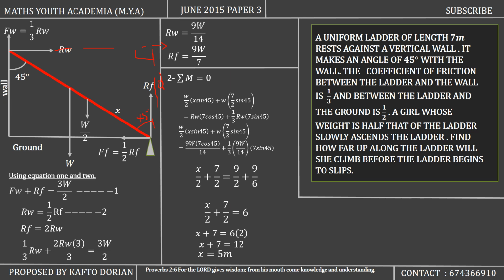So we'll be having cos 45 degrees equal to what? Adjacent, which is our D, on hypotenuse. Our hypotenuse is actually 7 meters, from the top of the ladder to the bottom of the ladder. From the bottom of the ladder to the top of the ladder is 7 meters. So I will have 7 meters.